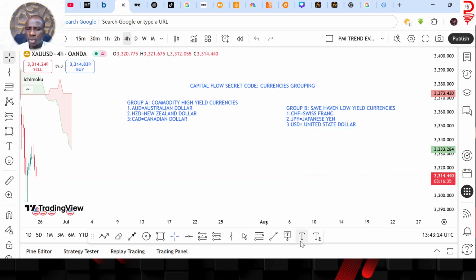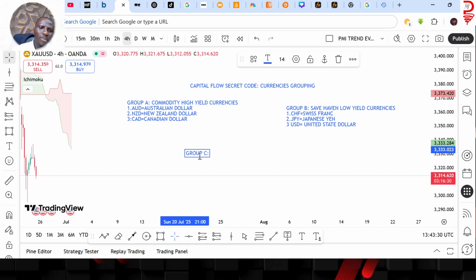Now let's go to the third group, which I call Group C. This Group C is what I call dollar aversion currencies. Dollar aversion currencies, and it includes the euro and the GBP, Great British Pounds.